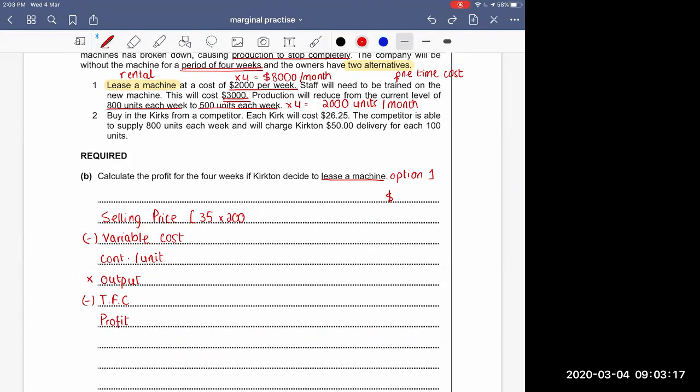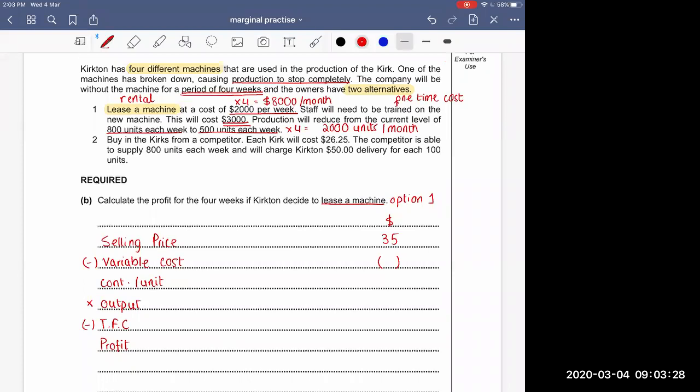Selling price per unit is $35 minus variable cost. Variable cost do hai hamare paas, sir. One is production related variable cost, which is 13.5. Another is our variable selling cost, which is 1.5. That makes $15. Contribution per unit will remain at $20 multiplied by output level. What is our output level? Sir, 500 units into 4 weeks means 2,000 units. So 20 into 2,000, what is our total contribution?